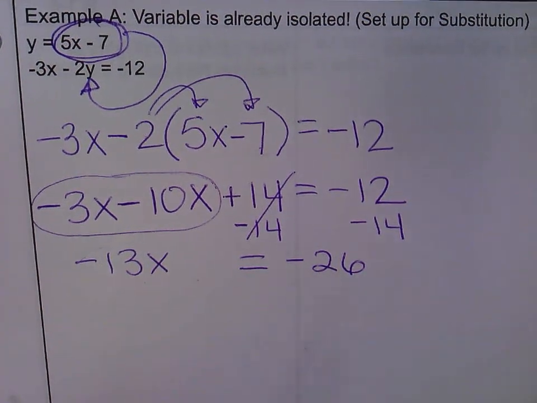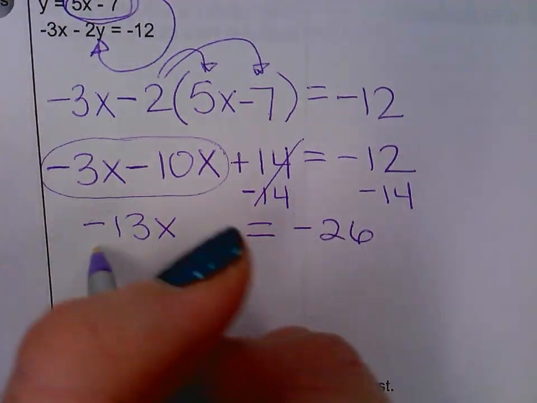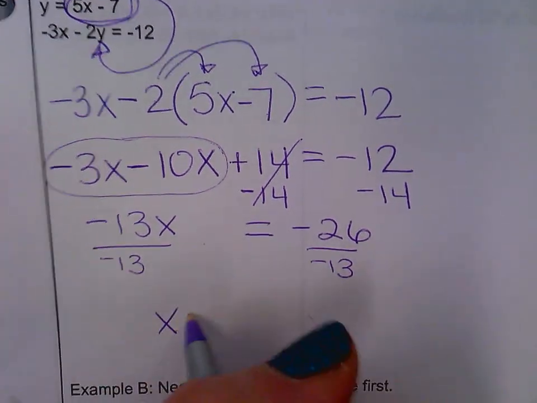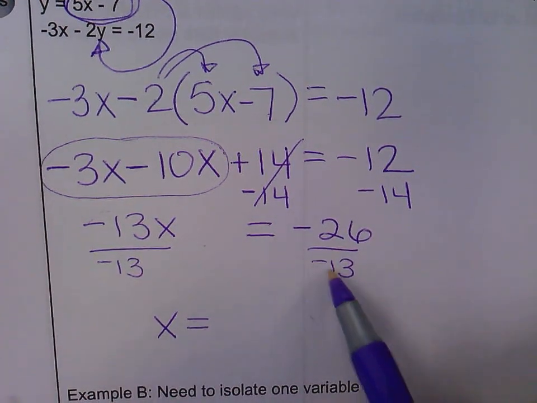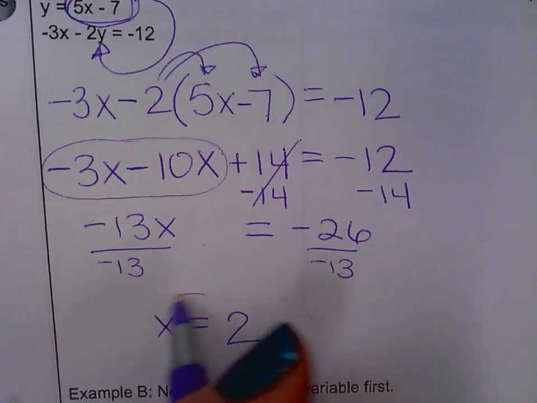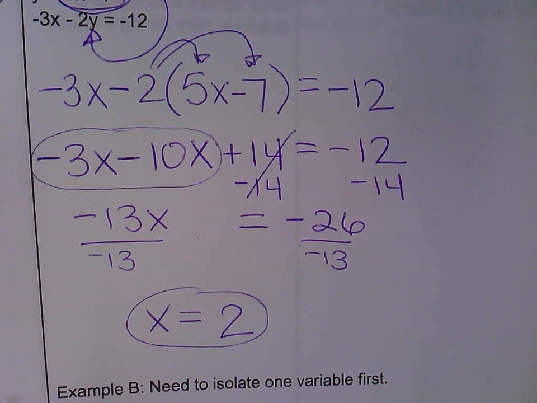What's my last step to solve for x in this problem? See how this is going to usually work out like an integer? So x is equal to what? Negative 26 divided by negative 13 is positive 2. You just found half of your answer. You found what x has to be.